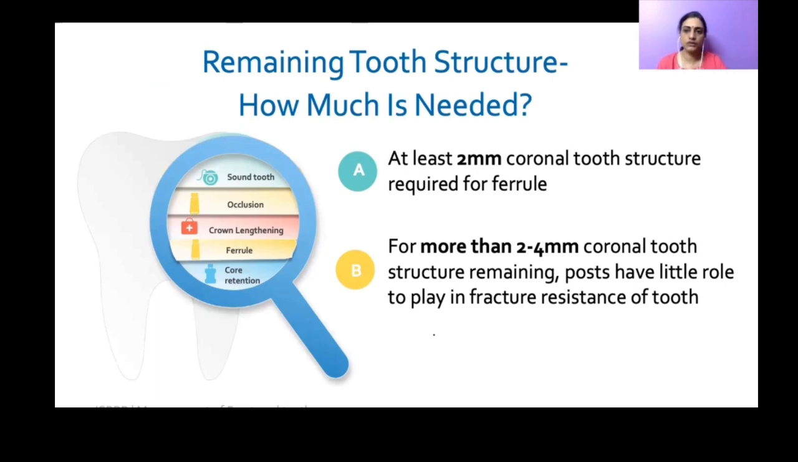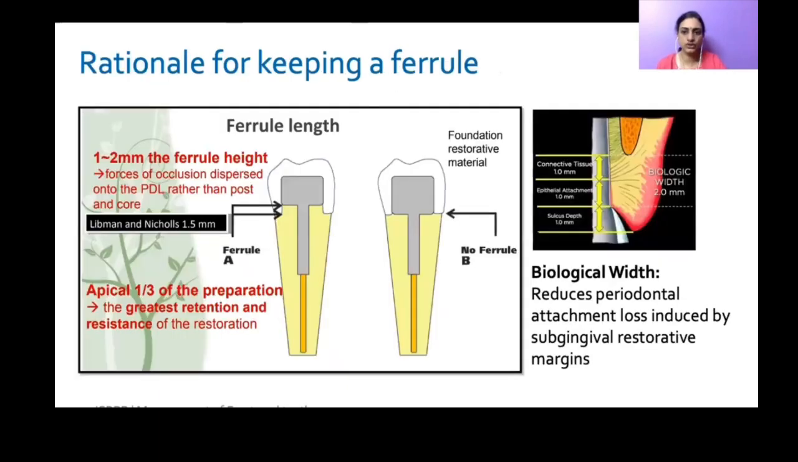Now, what to do if there is less than 2 mm of tooth structure remaining? If you don't give a ferrule, then this will result in occlusal stresses which can cause wedging forces. The ferrule actually acts as a positive stop and disperses the forces onto the periodontal ligament. But remember, when you have less than 2 mm and try to give a ferrule, it will encroach on the biological width, resulting in attachment loss.